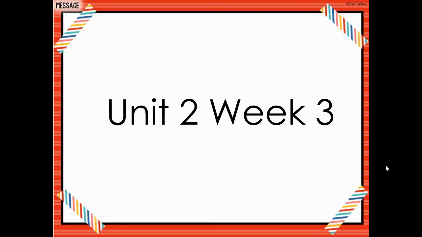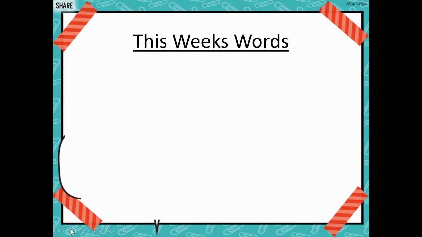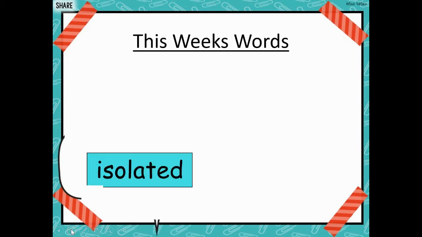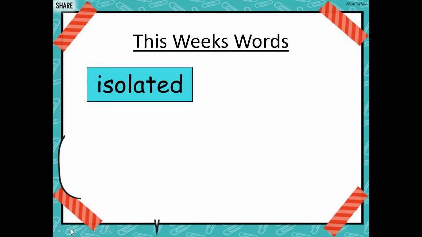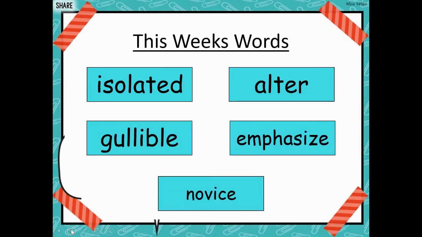So yesterday we learned our 5 new vocabulary words and what they meant. And today we're going to write in some sentences to help us remember these words, as well as some synonyms and antonyms. Let's go ahead and review what our words are this week. We have isolated, alter, gullible, emphasize, and novice. And if you haven't already, make sure you completed yesterday's vocabulary lesson before you go on to today's.